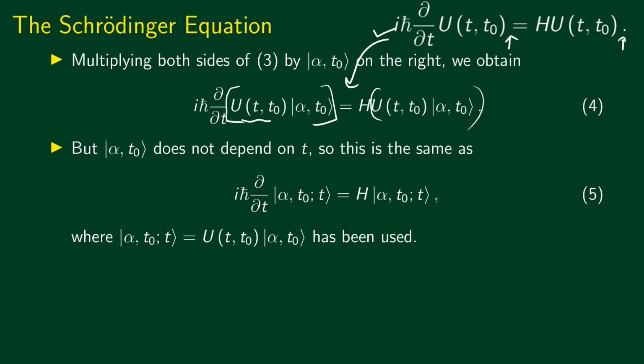Now what is u(t, t0) acting on the ket α, t0? We already know that u(t, t0) acting on the ket α, t0 is the ket α, t0 at time t. It's the state of the system at time t. So whatever is in the bracket here can be written as the ket α, t0 at a later time t. Here also we can write it, and we get the Schrödinger equation for the state ket. This is called the Schrödinger equation for the state ket.